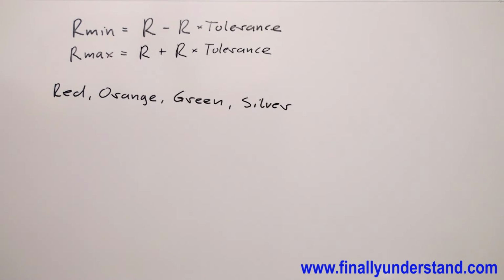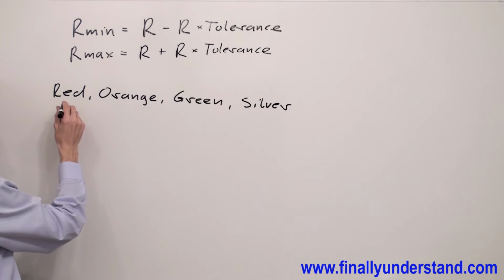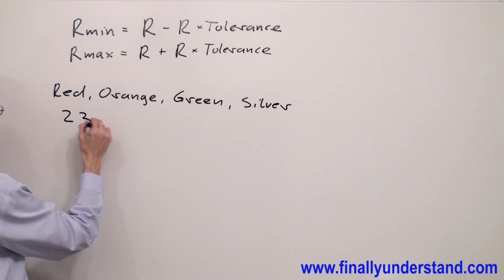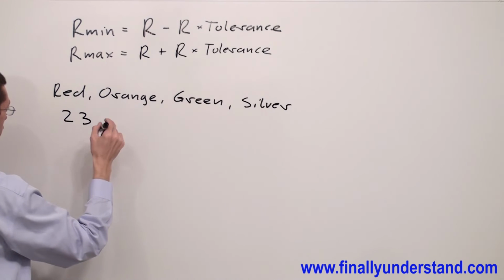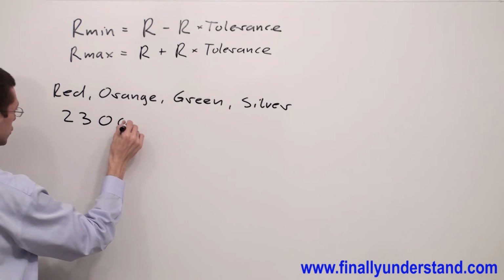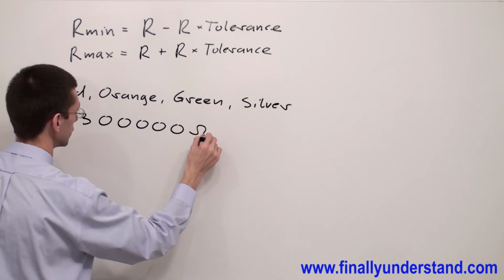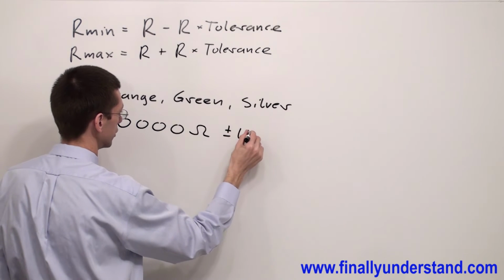The very first thing which we're supposed to do is find the nominal value of this resistor. Red is 2, orange is 3, green at the third position is telling me that I'm going to have 5 zeros. 1, 2, 3, 4, 5 ohms, and the tolerance is plus minus 10%.